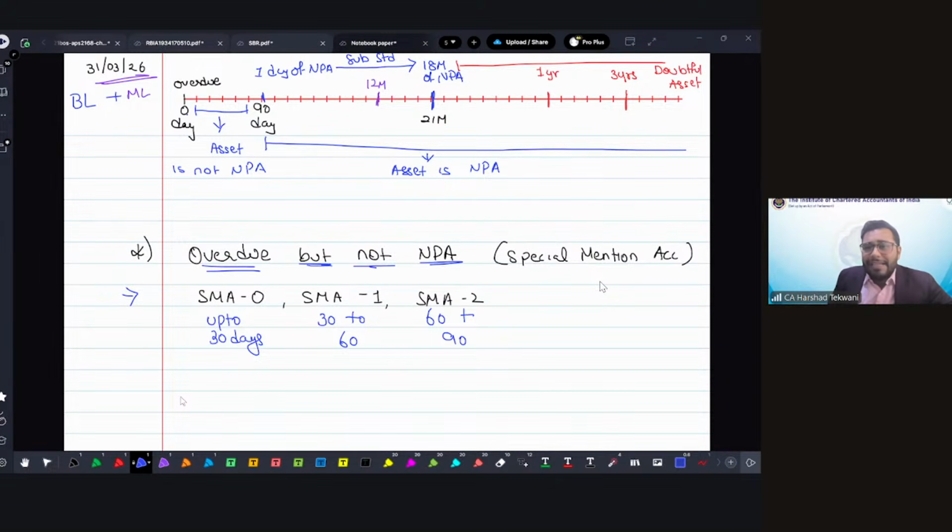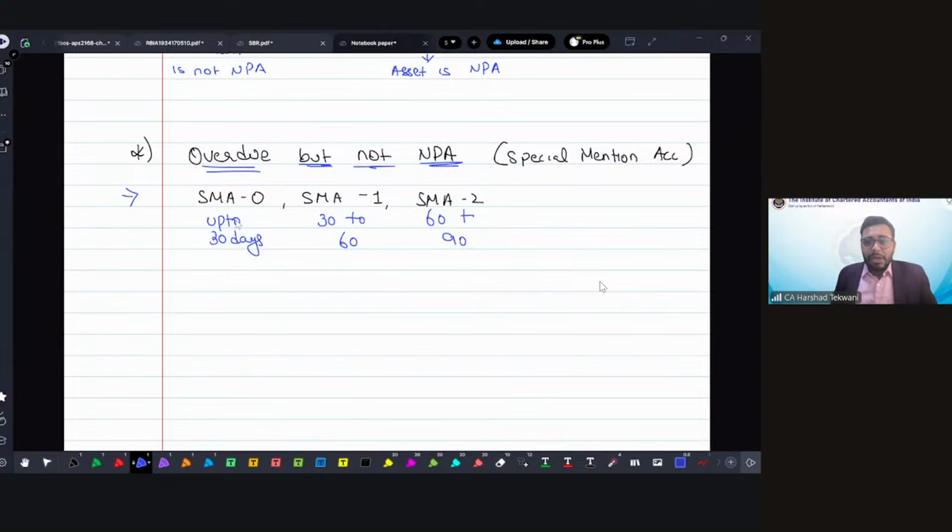Now, what is the use of this SMA category? We are not going to apply any provision or anything on this SMA. This classification is only for reporting purpose. I think SMA 1 and SMA 2 need more follow-up to regularize the account. Yes. So this is more for reporting purpose. It has nothing to do with the provision part. So don't worry, there will be no provisions required for this kind of classification. Only the standard, substandard, doubtful, and the loss will require provisions.